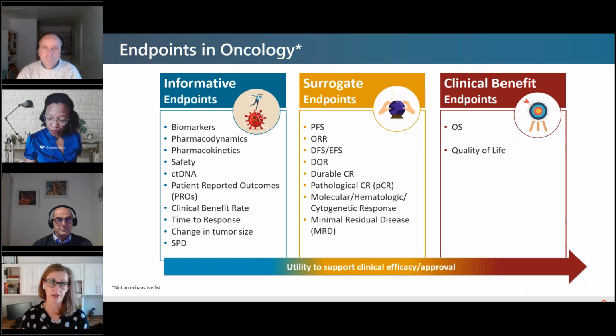The next bucket is surrogate endpoints. These are endpoints such as progression-free survival, overall response rate, durable CRs, and some of these endpoints could also fall into the bucket of clinical benefit endpoints, depending upon if the surrogate has been validated.